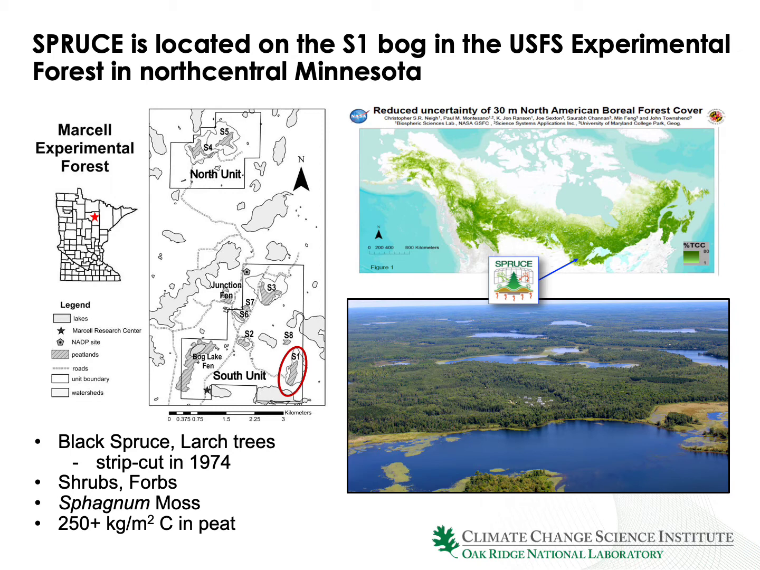The vegetation there primarily consists of black spruce and larch trees. This area was strip cut and harvested in 1974, and it's been regrowing since then. Below the canopy, there is also a significant component of shrubs and forbs or grasses, and essentially a carpet of sphagnum moss, a very mossy, very wet surface. Below the surface, there is approximately 250 kilograms per square meter of carbon contained in the peat, a far greater amount of carbon below the ground than near the surface.